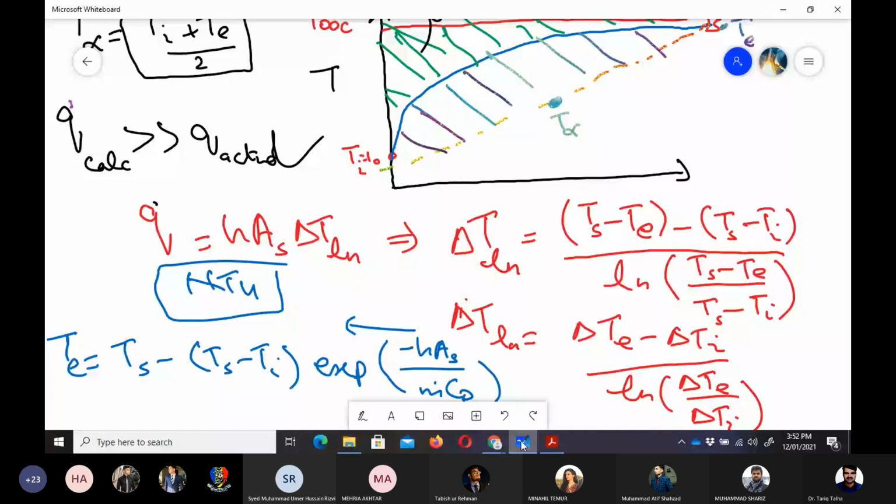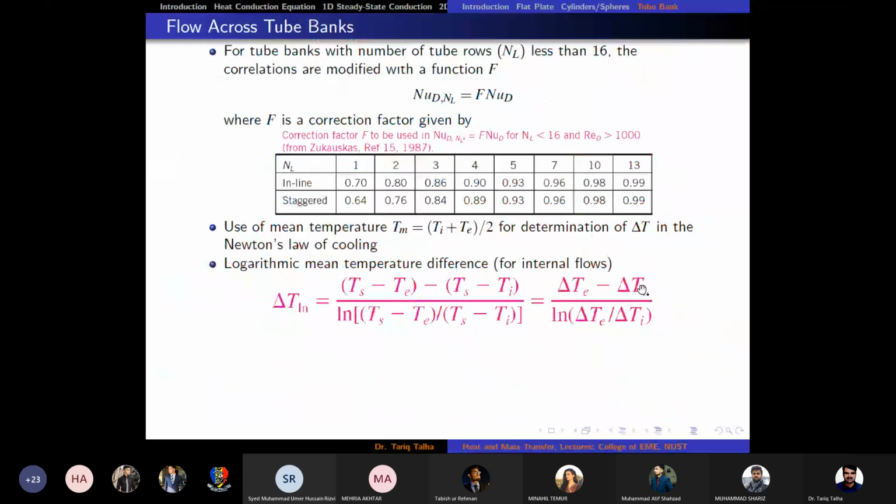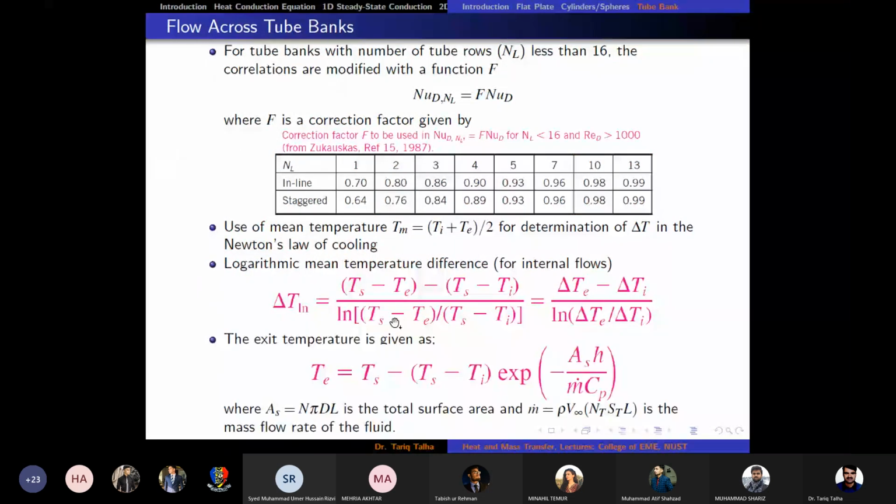I have written these two formulas, and I have explained on the whiteboard why we need them. The use of mean temperature for determination of Newton's law of cooling would give us a very high value of heat transfer. So in order to have the actual value, we use the logarithmic temperature difference.